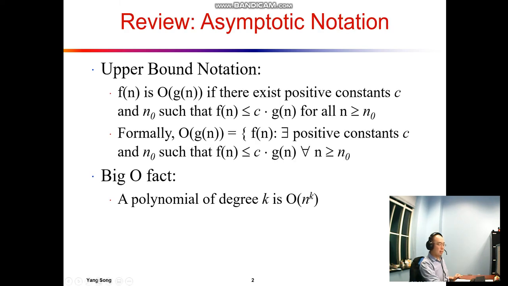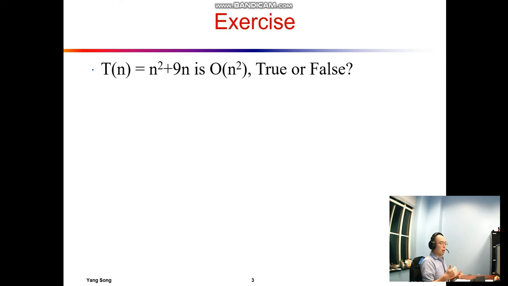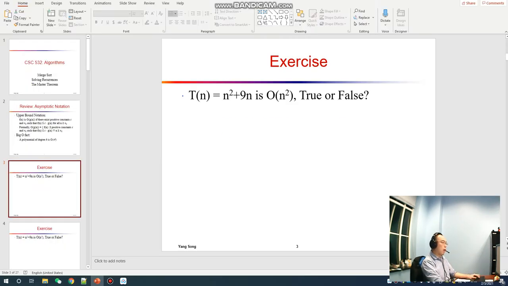Remember this is the rule we just talked about. If we have a polynomial and the highest degree is k, then we can say that is big O of n to the k. If we apply this rule here, the highest polynomial degree is 2, so it is big O of n squared. So this is true. If you use this quick and easy way to figure out the big O, that is perfectly fine. But now I want to show you how to do that the hard way.